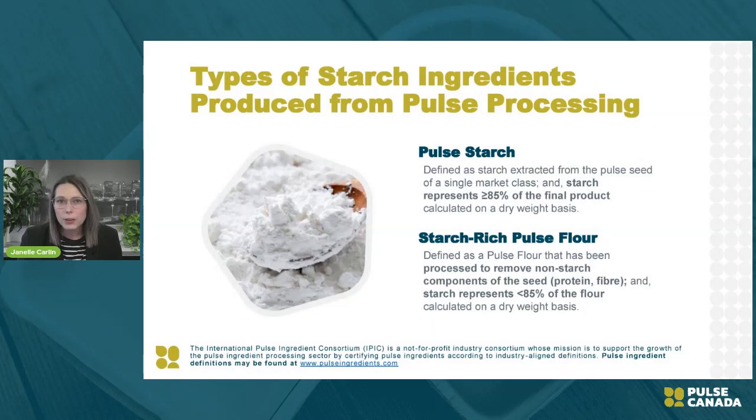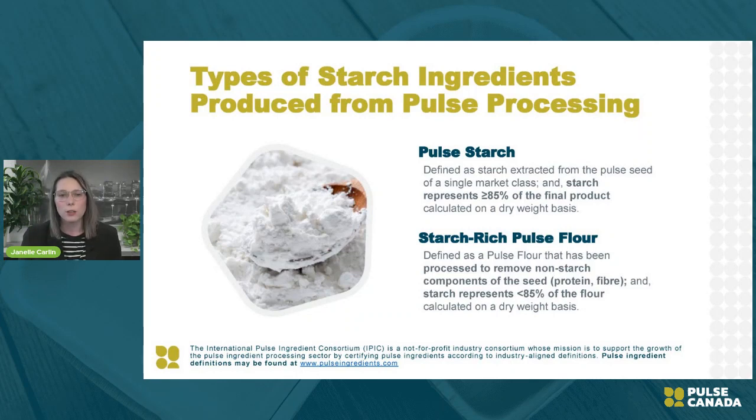When we're talking about the types of starch ingredients available from pulse processing, there are two major forms of fractionation employed. One is wet fractionation, which leverages alkaline extraction and isoelectric precipitation, utilizing the solubility of each of the individual seed components to isolate a highly purified form of starch. Typically this can be 85% or higher, depending on the processing conditions employed.